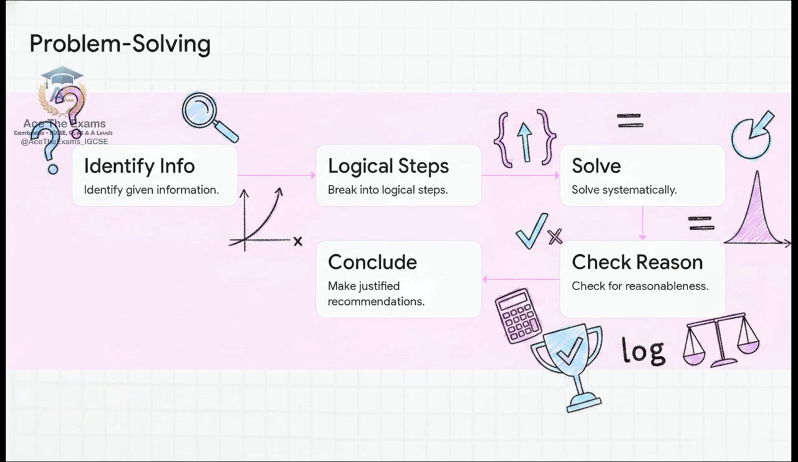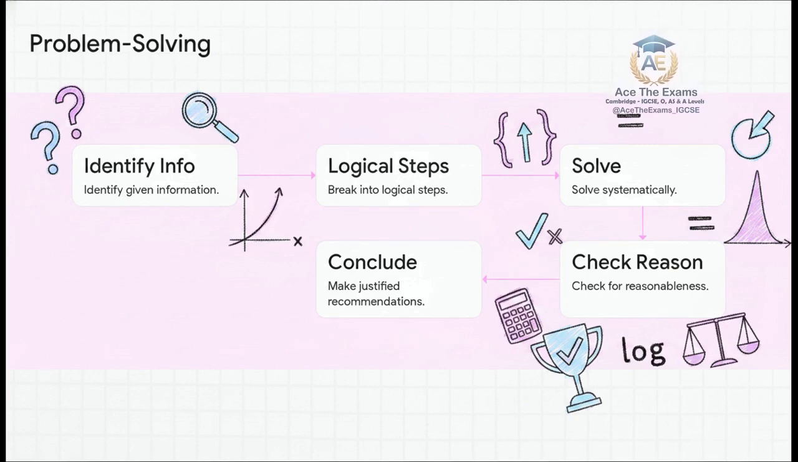Point, evidence, explain, link. We combine this with our deconstruct, solve, and evaluate sequence. Step 1, identify the given information. That's your point. Step 2, break it into logical steps, isolating variables. Step 3, solve systematically. That is your evidence and explanation.